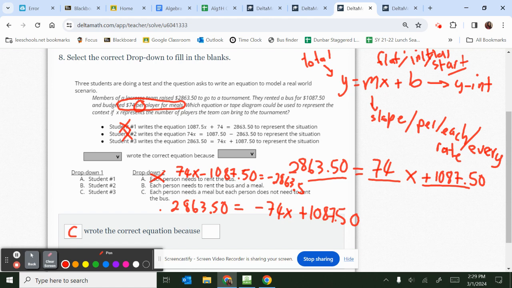The next one says each person needs to rent the bus and get a meal. No, not every person needs to rent the bus. Every person needs a meal, but not every person needs to rent the bus. So this one is out.